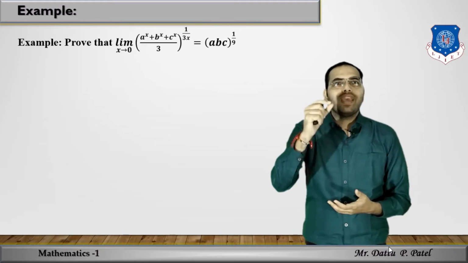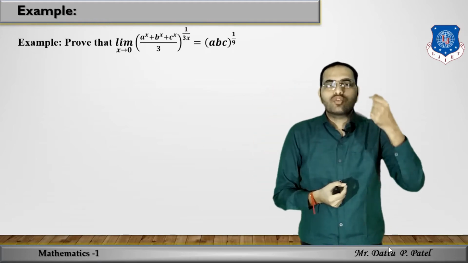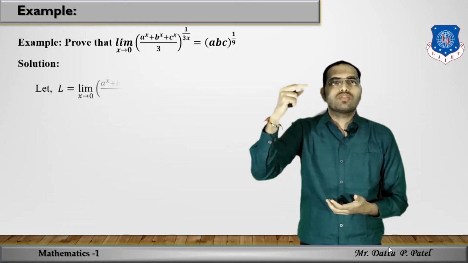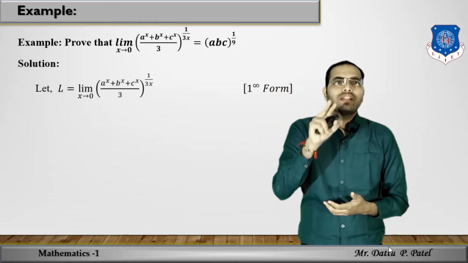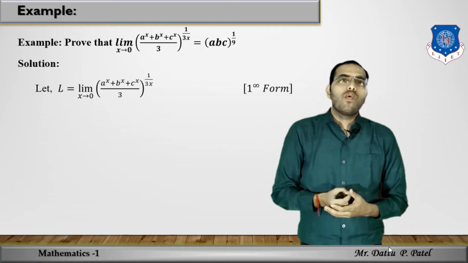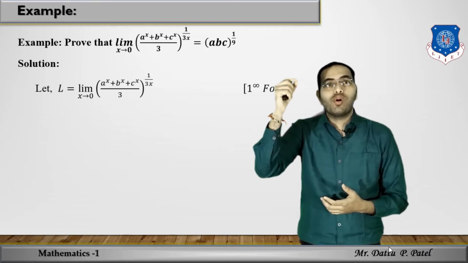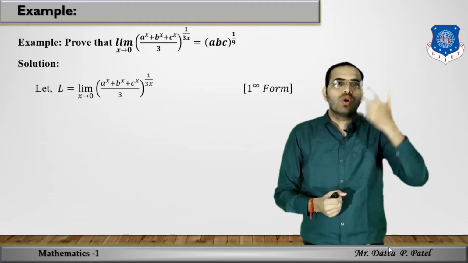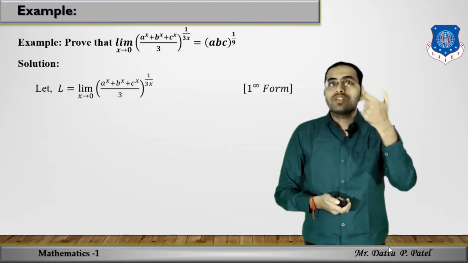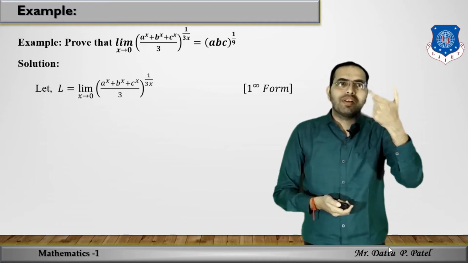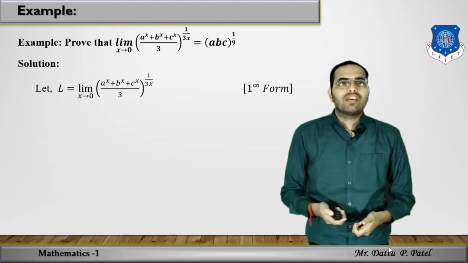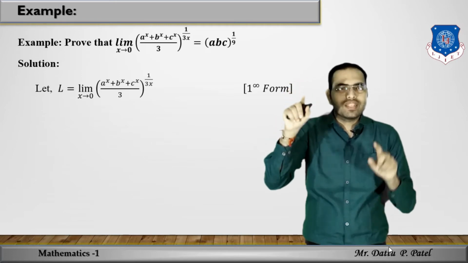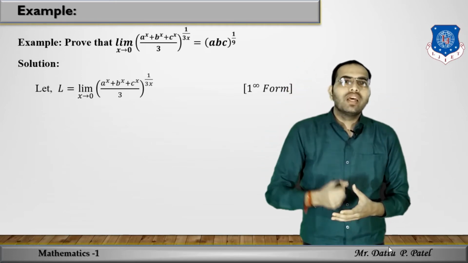How? Applying the limit x tends to 0, a raised to 0 is obviously 1, anything raised to 0 is 1. Then a raised to 0 plus b raised to 0 plus c raised to 0, these all are 1, then 1 plus 1 plus 1 is 3, 3 by 3 is 1. Now 1 upon 3x, with x as 0, is 1 upon 0, that is infinite, so we can say that it is 1 raised to infinite form. Whatever limit is given, that is our L, so we can write L equals limit x tends to 0, a raised to x plus b raised to x plus c raised to x divided by 3 whole raised to 1 upon 3x.